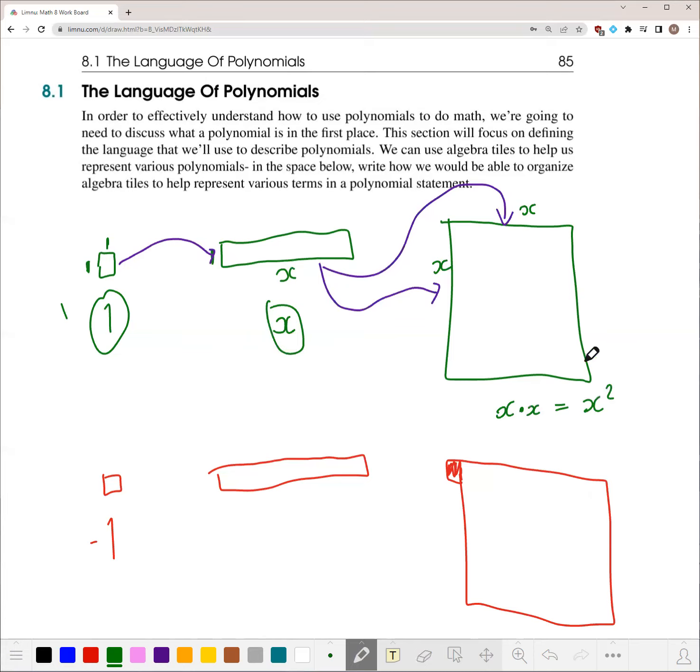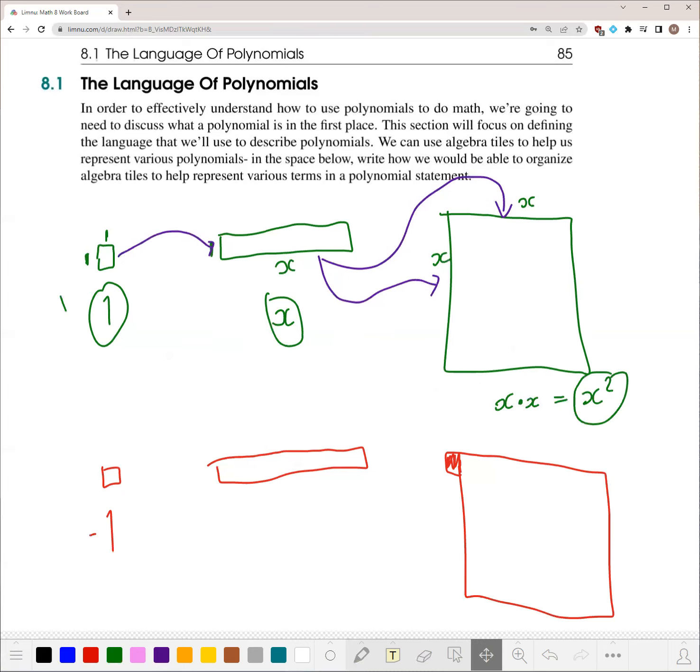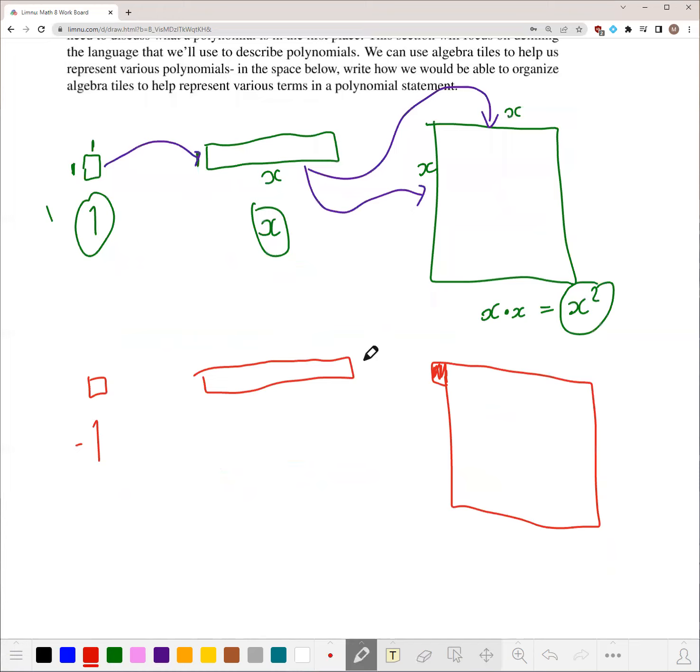Neato. So now we've got an idea of why these are labeled like this. How do we work with them? We'll be able to use polynomial tiles or algebra tiles later on for a lot of things. For now, also don't forget we've got negatives, and with these we can represent a lot of different things.